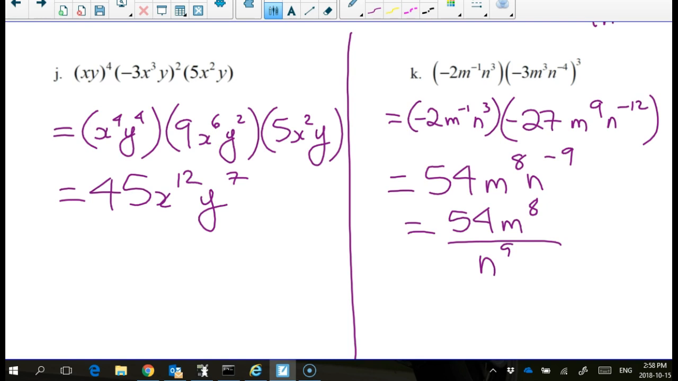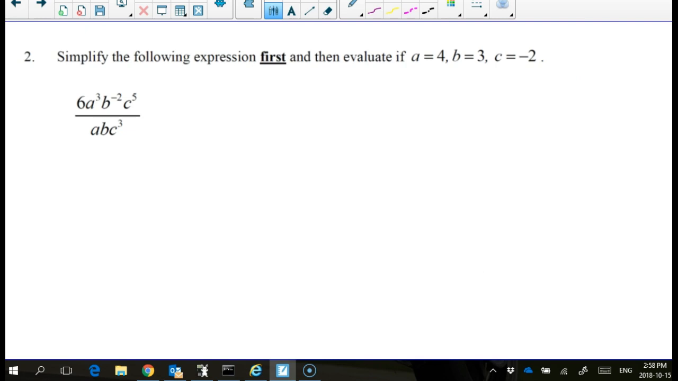Make sense? Any questions on that one? Okay, so we'll have a bunch of time to work on this in a couple of minutes. We have one more question.